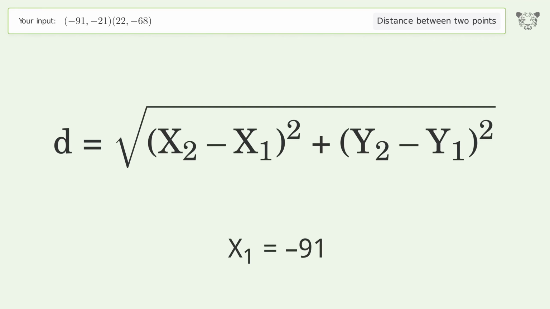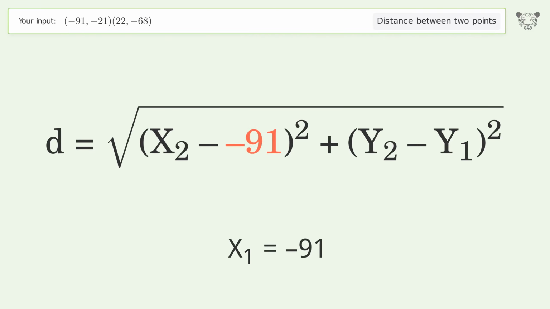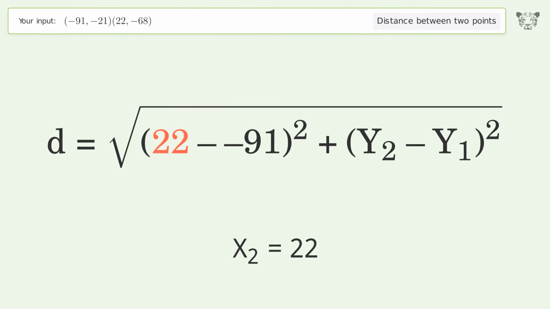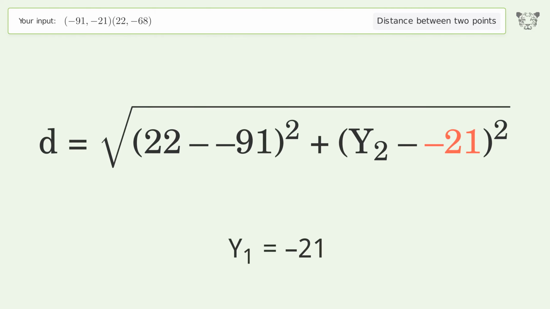x1 equals -91. x2 equals 22. y1 equals -21. y2 equals -68.